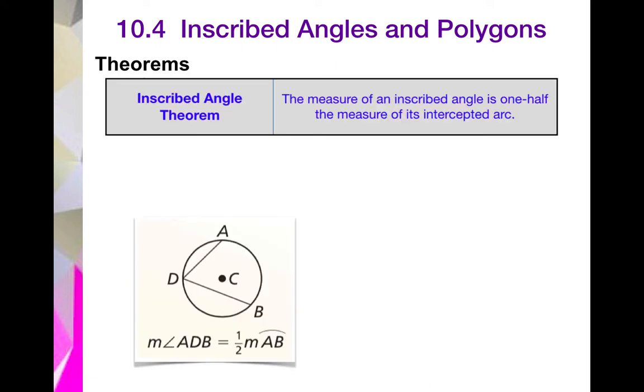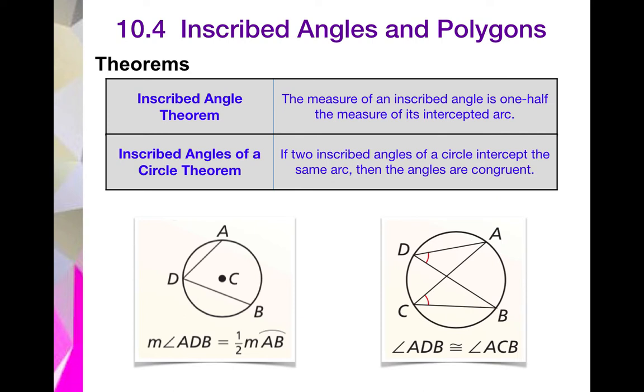The inscribed angle theorem says this, and this is a very, very important theorem. It says that the measure of an inscribed angle is exactly 1/2 the measure of its intercepted arc. So here I have the angle ADB. That angle, notice that the vertex is on the circle, that angle is exactly 1/2 of the arc angle here from A to B.